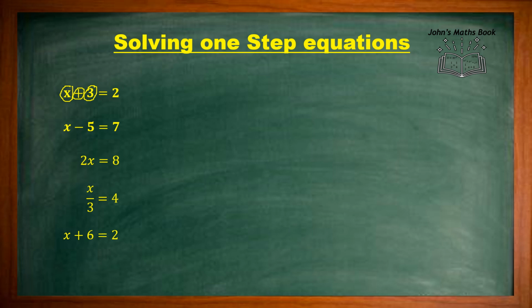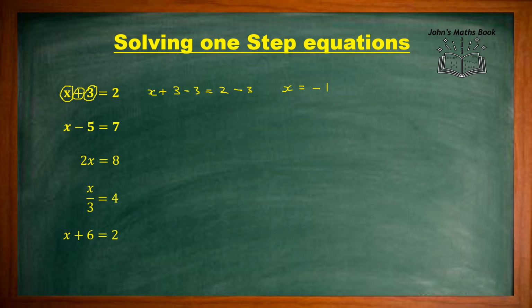So this can be written as x plus 3 minus 3 is equal to 2, and we also need to subtract 3 from the right hand side, minus 3. So let's solve that. x plus 3 minus 3 just leaves x, so we've isolated x. So x is equal to 2 minus 3, which is minus 1.